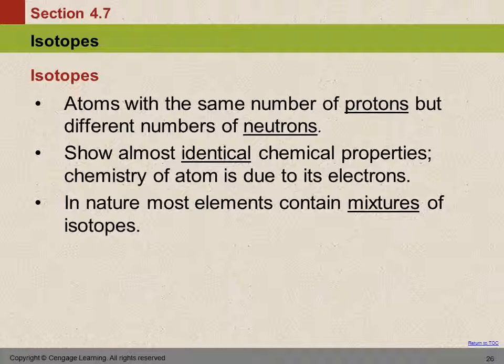Oh well. So isotopes: the same number of protons, different numbers of neutrons, identical chemical properties. And in nature, most elements contain mixtures of isotopes. So, you find carbon, and it's not just a single isotope. Most of the elements have more than one isotope.